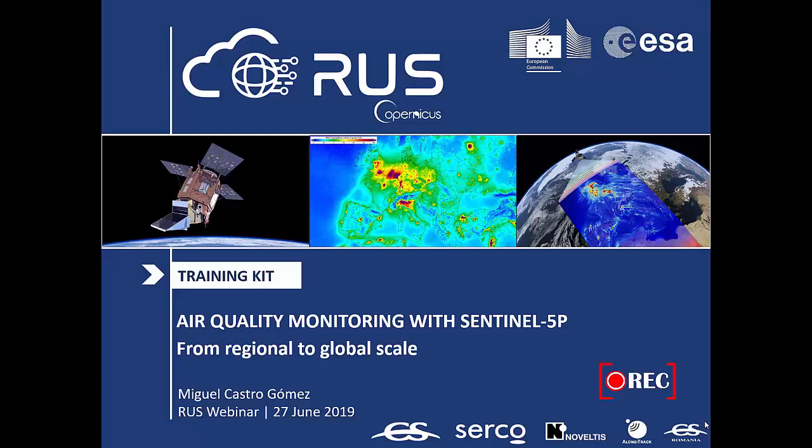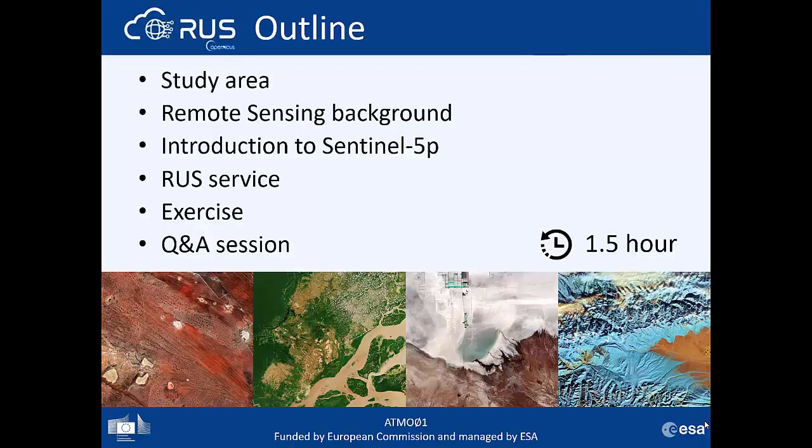So let's move on and have a look very quickly at the outline of this presentation. We will first of all have a look at the study area. We will then cover very briefly the use of remote sensing for air quality monitoring from space. We will then spend some time introducing the Sentinel-5P satellite, and then we will very briefly describe the RUS Copernicus service, which is hosting this webinar, and we will use the RUS Copernicus virtual machines to run the exercise of today. At the very end, depending on the time we have available, we'll have a Q&A session that will last for 20 to 30 minutes.